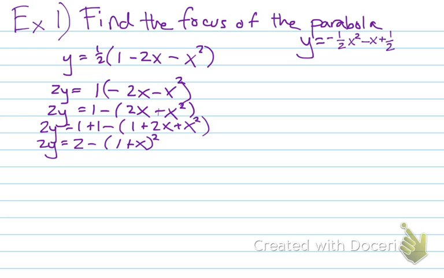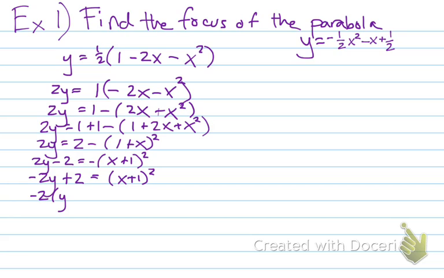So we have 1 plus x quantity squared. I don't want that 2 on this side of the equation, so I'm going to move it over to the other side. So I get 2y minus 2 equals negative, I'll just rearrange this to say x plus 1 because I like that better. And then if I divide by a negative, I get negative 2y plus 2 equals x plus 1 quantity squared. And last but not least, I can factor out a negative 2. So I have negative 2 times y minus 1 equals x plus 1 quantity squared.